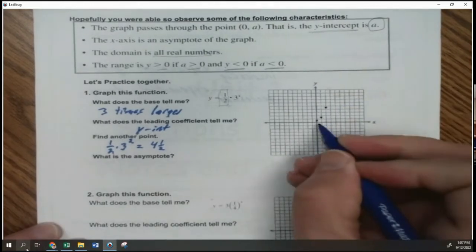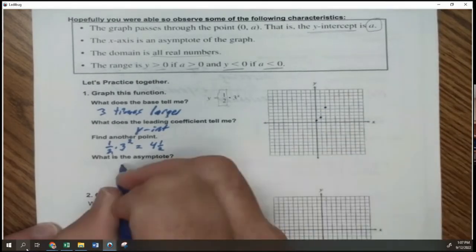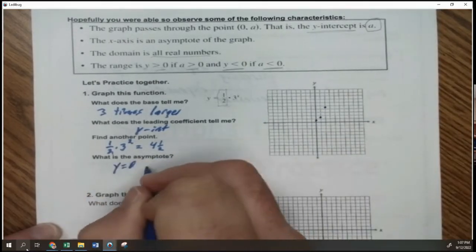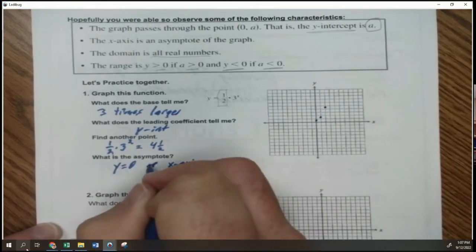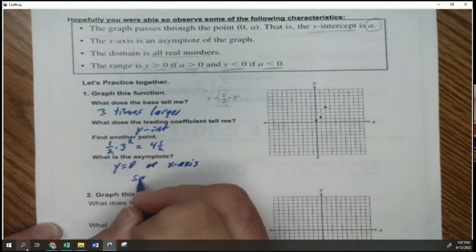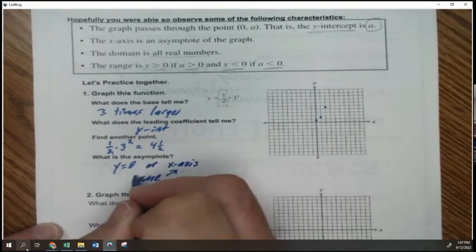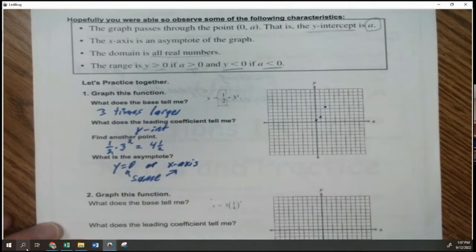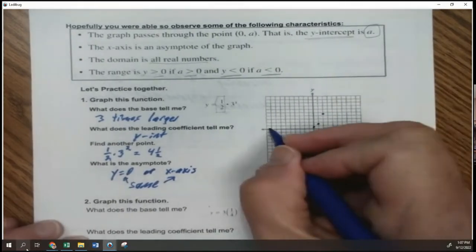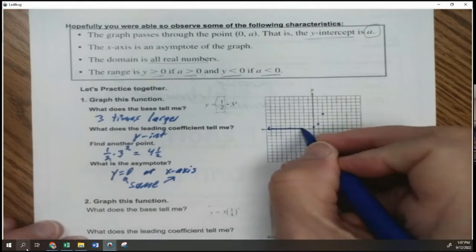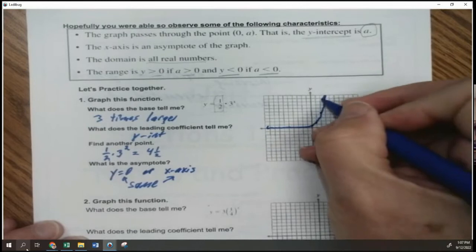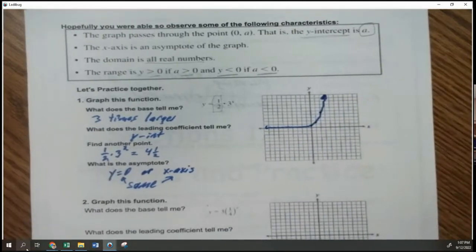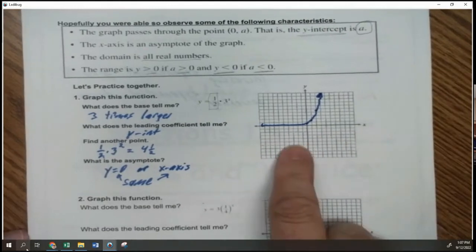Yes, an asymptote in this case is going to be y equals 0. Or you can say the x-axis, because that's the same thing. The x-axis is the same thing as where y equals 0. So if we draw that, it's going to go all the way down here and getting bigger faster. Going through our points. All right, so we graph that one.